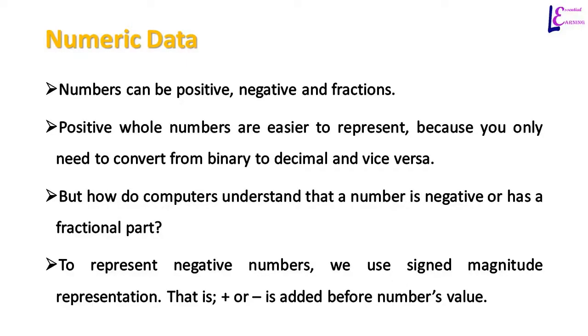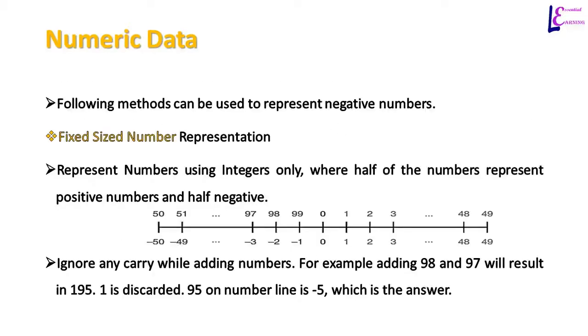For humans, it is very easy to process numeric data. Numbers can be positive, negative, and fractions. If numbers were only positive, it would be a lot easier to represent them in computer memory. We use plus or minus to represent positive and negative numbers. The question is, how do computers show or understand that a number is positive or negative?